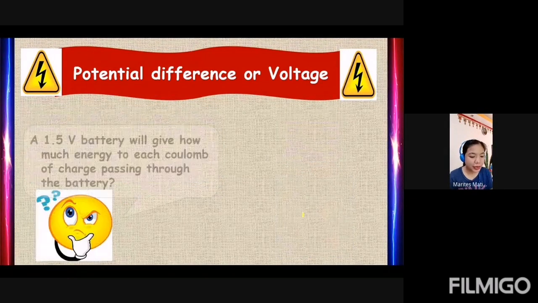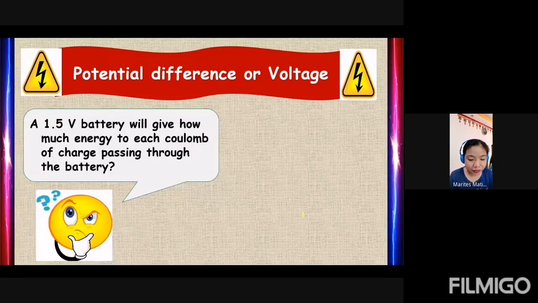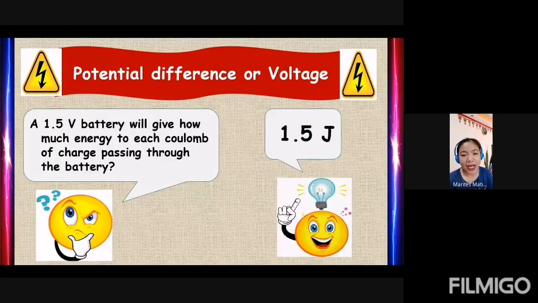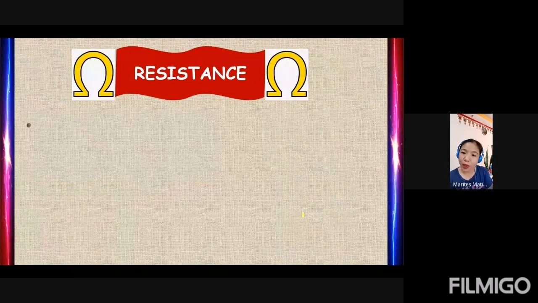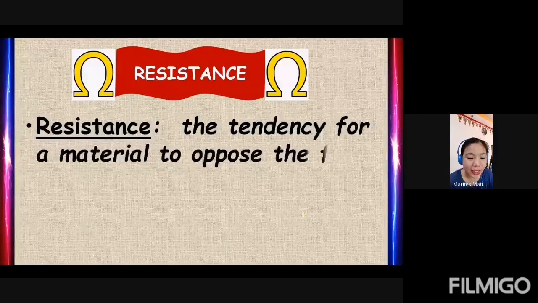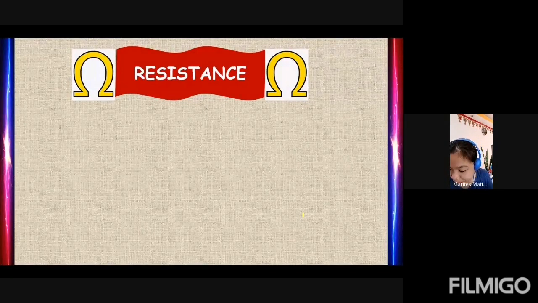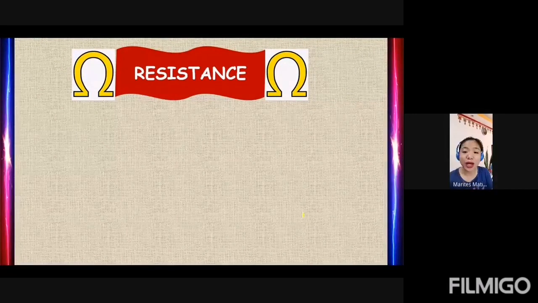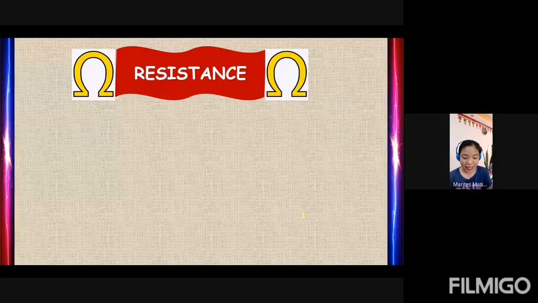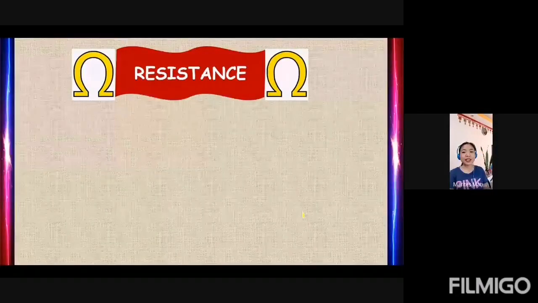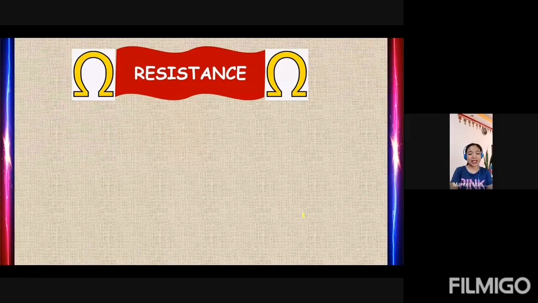Okay, paano kapag meron tayong 1.5 volt battery? Meron din siyang 1.5 joules. Ayan. So, potential difference is equal to voltage. Okay, kung 220 volts, so ilan ang kanyang potential difference? Kung 220 volts. Okay, yes, Sophia. 220 po. Okay, 220 din. So, parehas sila. Okay, next, let's proceed to the so-called resistance.